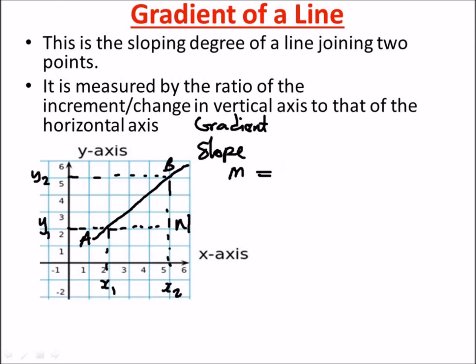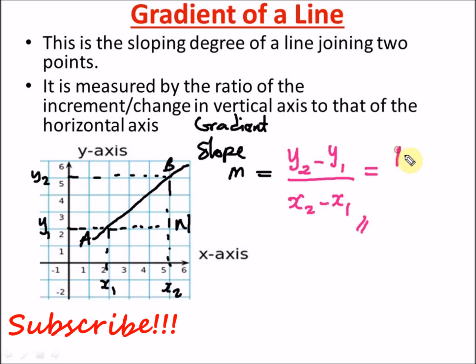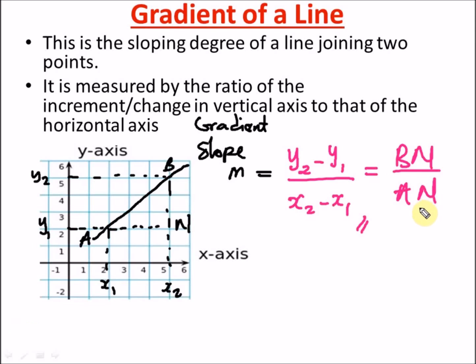Let me change this color. So it is y2 minus y1 over x2 minus x1. So it is the change in your vertical axis divided by the change in your horizontal axis. So it is y2 minus y1 divided by x2 minus x1. This is the formula of your slope, where y2 minus y1 is BN and x2 minus x1 is AN. So this is how you get the gradient of a line or slope of a line.